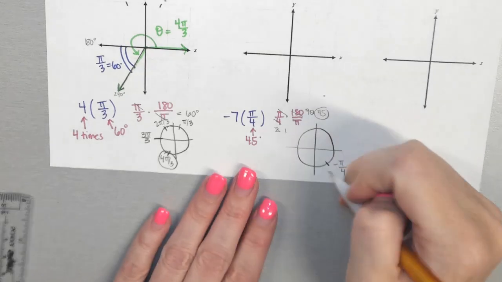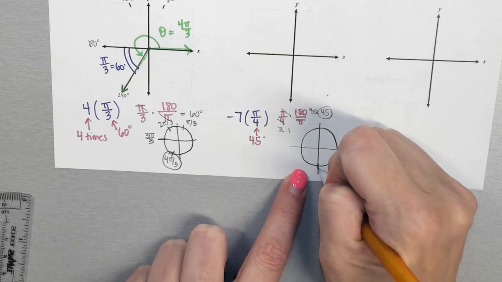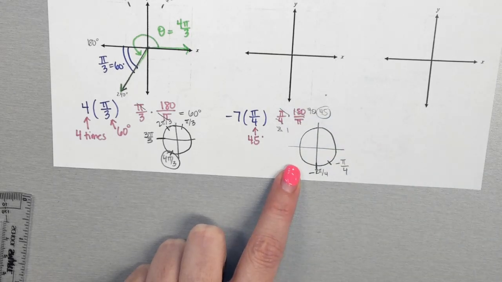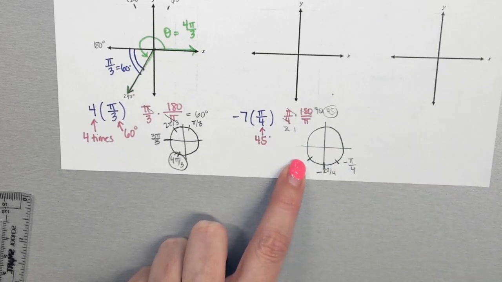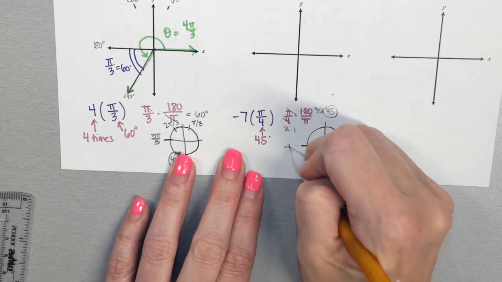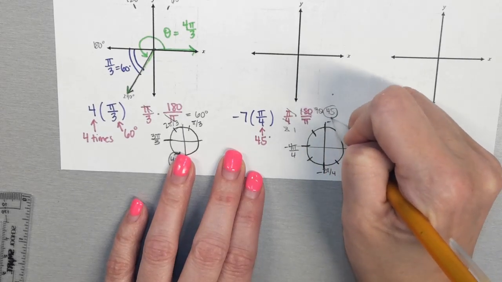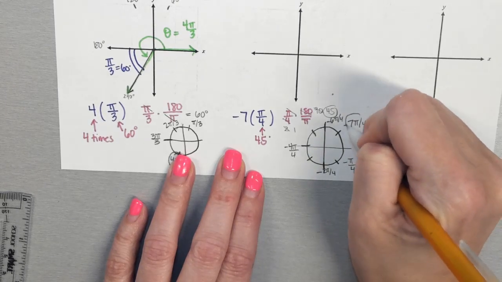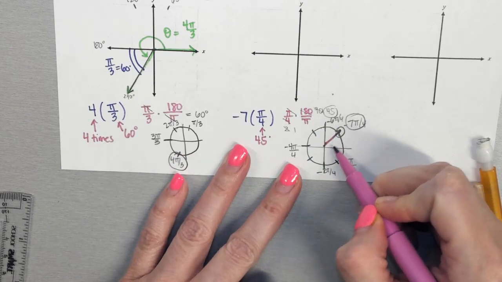Okay, now I have to go 7 times. So this is -1 pi over 4. If I go 45 more degrees, I'm here at -2 pi over 4. I'm not going to label every single one. We're just going to count together, okay? So this would be -3 pi over 4. This is going to be -4 pi over 4. I have -5 pi over 4, -6 pi over 4, -7 pi over 4, and that is where I'm ending up. So when I'm doing my angle, I'm putting it there.